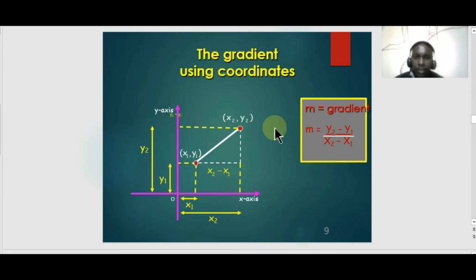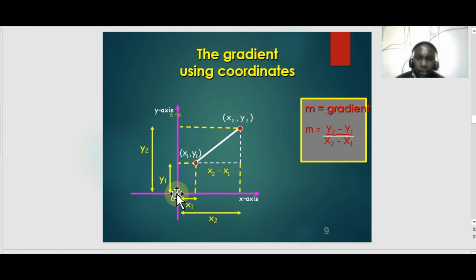So let's look at this diagram that is here. You can see this one is the y-axis and the x-axis is there. Then there's a line here which you're going to use for showing how we calculate the gradient. We've said in the previous slide that gradient is given by the change in the vertical distance divided by the change in the horizontal distance. So when you look at this line, you'll be able to see that the horizontal displacement is given by x2 minus x1, and this is how you obtain it.